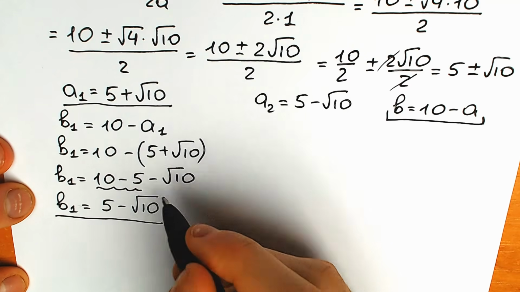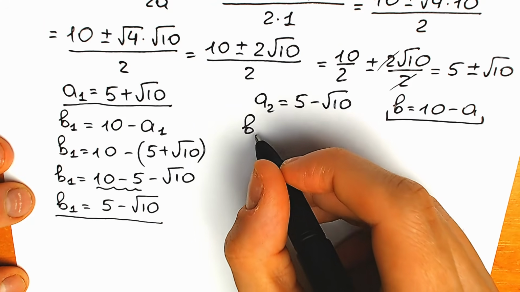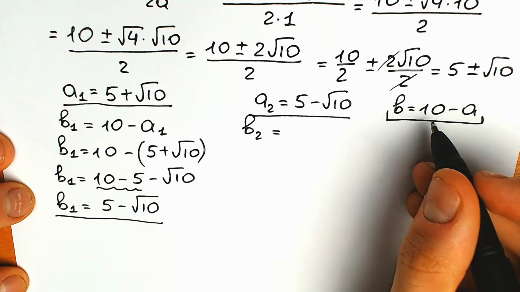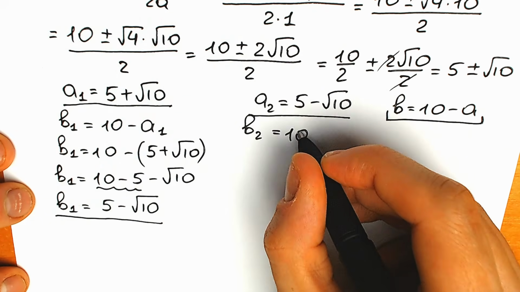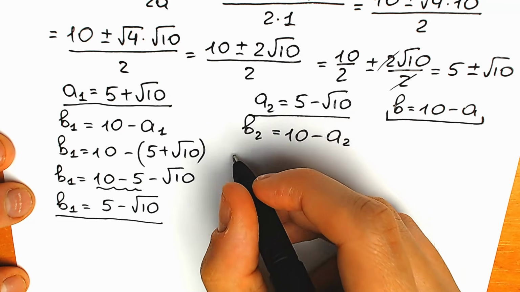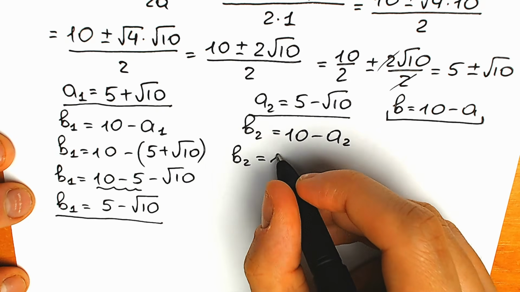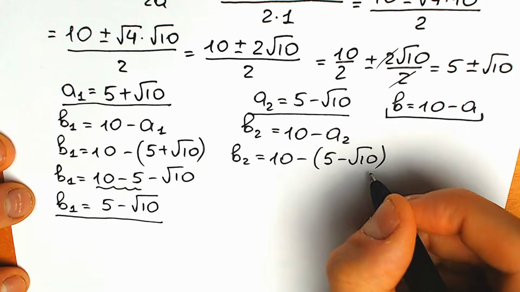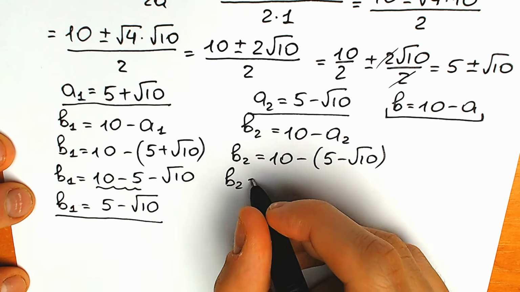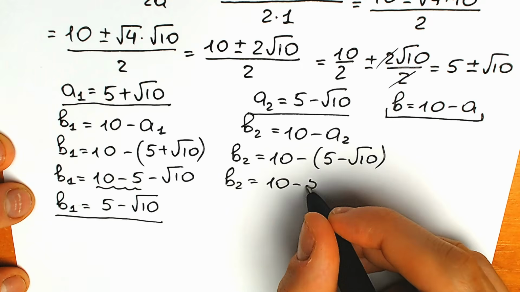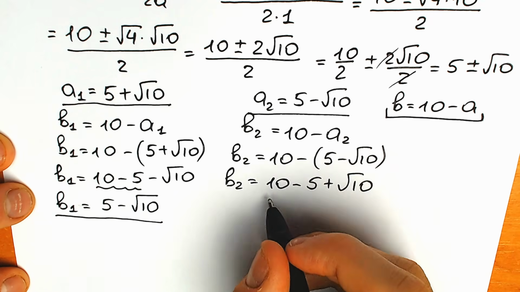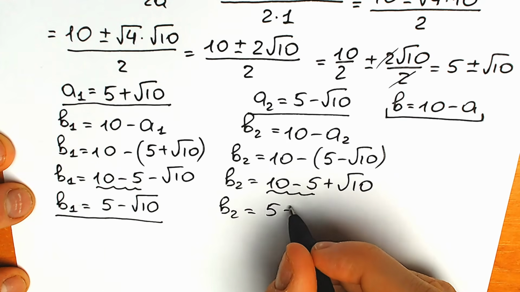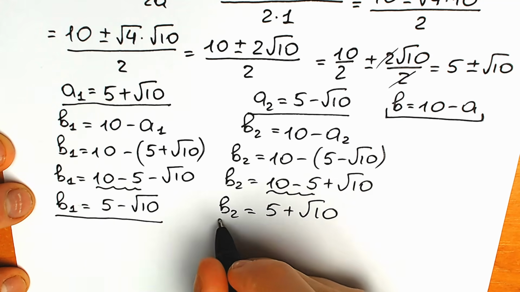Right now, according to the same logic, let's solve it for b second. Because we have a second, we need to solve it for b second. So b second equal to 10 minus a second. So b second equal to 10 minus this one, 5 minus square root of 10. This is our a second. So b second equal to 10 minus 5 and plus square root of 10. Right here, 10 minus 5 equal to 5. So b second equal to 5 plus square root of 10. So this is our b second.